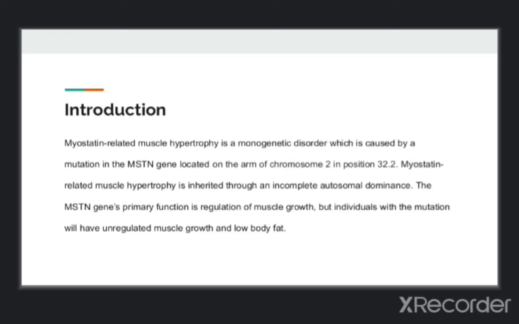Introduction. Myostatin-related muscle hypertrophy is a monogenetic disorder which is caused by a mutation in the MSTN gene located on the q arm of chromosome 2 in position 32.2. Myostatin-related muscle hypertrophy is inherited through an incomplete autosomal dominance.